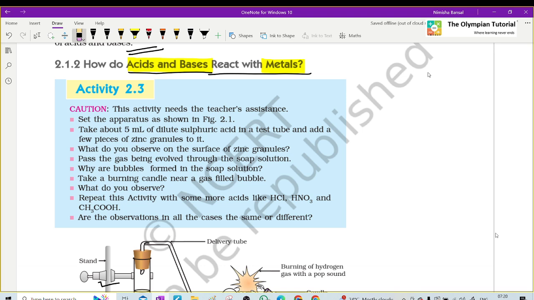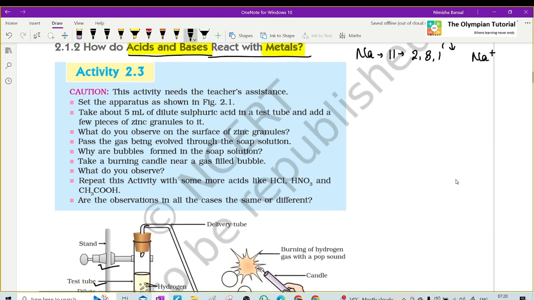And metals have the ability to give electrons. That's why metals attain positive charge. Like sodium, to complete its octet, it will give one electron. Sodium is 11, it will give one electron. So it will become Na plus.